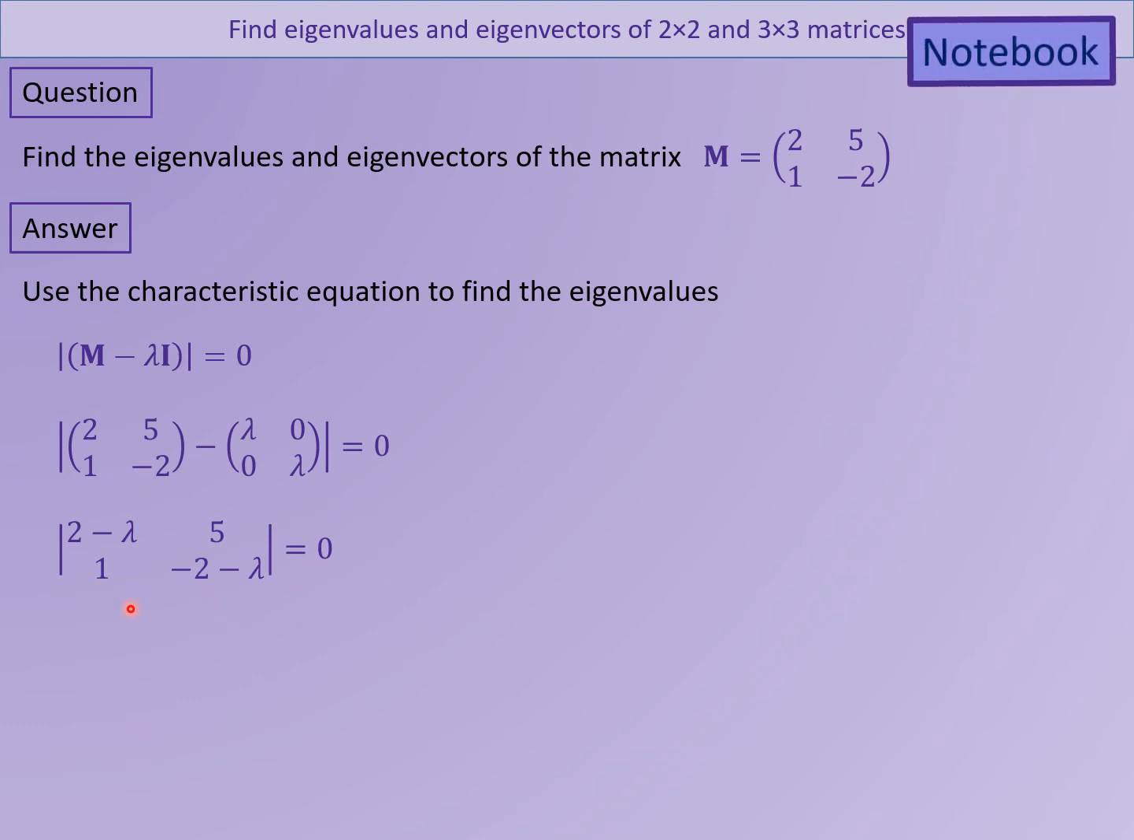Now this is just the determinant, and we know how to work out the determinant of a 2 by 2. We're going to do that times that, take away that times that. So that's what I'm going to do next. I can work out that multiply that, take away 5 is going to equal 0. Simple bit of algebra, just expand it, rearrange it, simplify it. Lambda squared minus 9 equals 0.